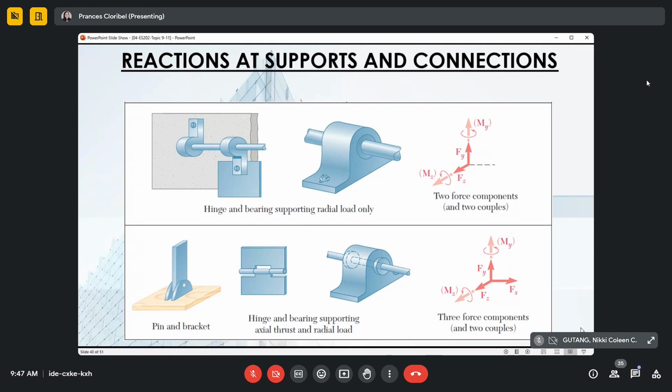Okay? So, that depends on the orientation kung asa ang restriction on the rotation sa atong supports and connections. So, kung there is a restriction of movement and rotation, there is a reaction force and a reaction moment or a reaction couple.